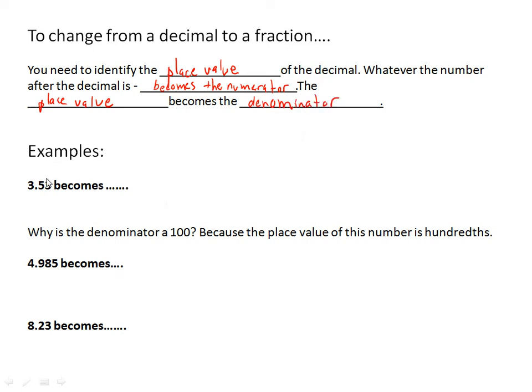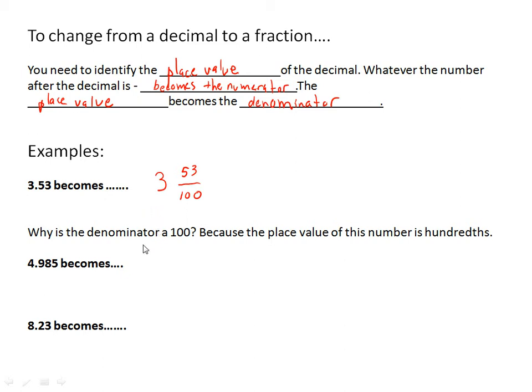Okay, so here are some examples. 3 and 53 hundredths becomes 3 and, the number after the decimal is 53, and the place value is hundredths, so we put 100 under here. Alright, that was easy. Oh, that's simple, Mr. Nelson. Indeed, sir. Indeed, indeed.